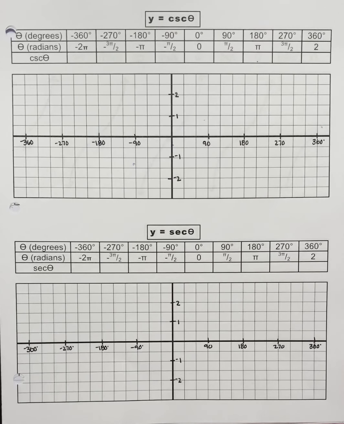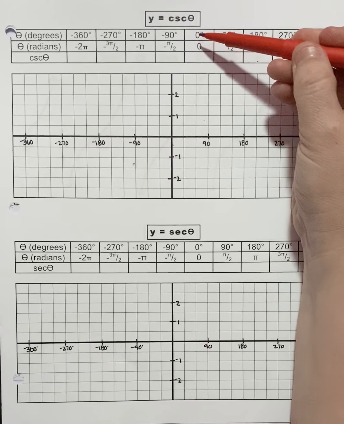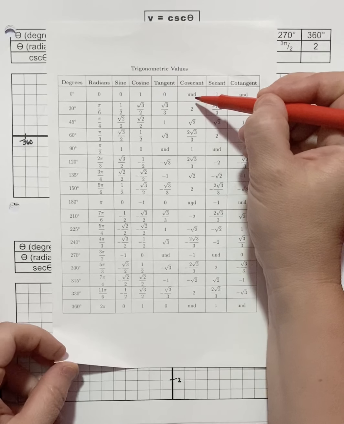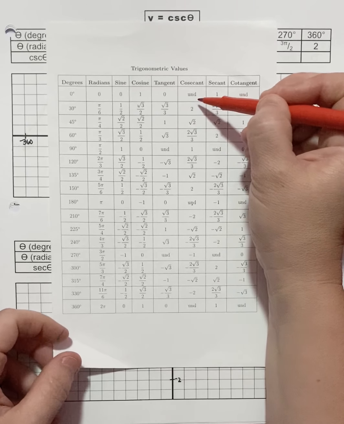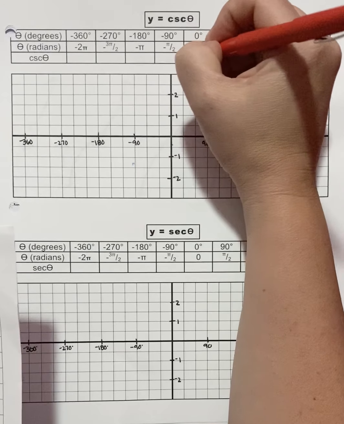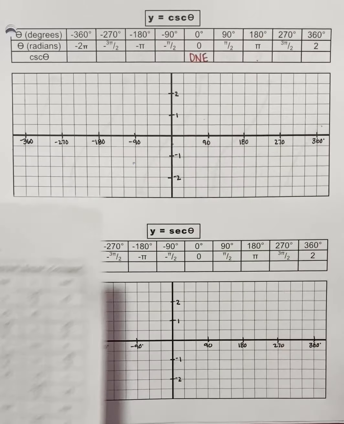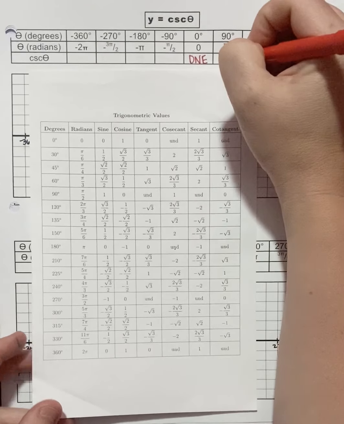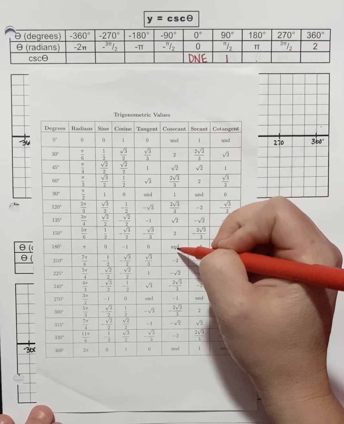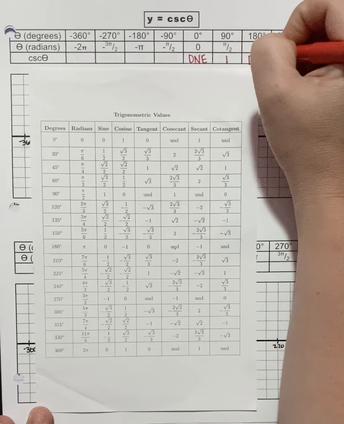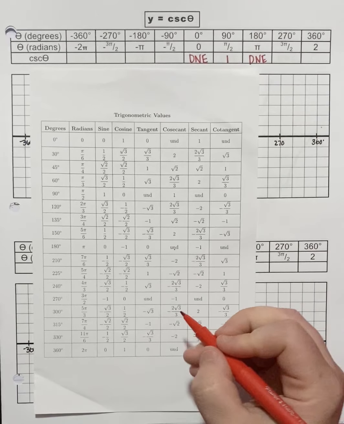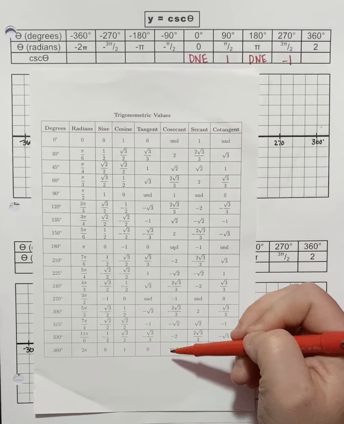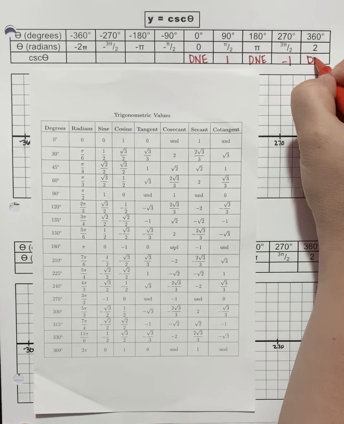So let's look at cosecant first, and we're going to find the cosecant of 0. Using my chart, cosecant of 0 is undefined, which we saw before in tangent, which tells me we have an asymptote there. So cosecant of 0 does not exist, or you can write UND there, doesn't matter. And then we've got 90. The cosecant of 90 is 1. The cosecant of 180 is undefined again, so that does not exist. The cosecant of 270 is sitting at negative 1. And the cosecant of 360 down here at the bottom is once again does not exist.